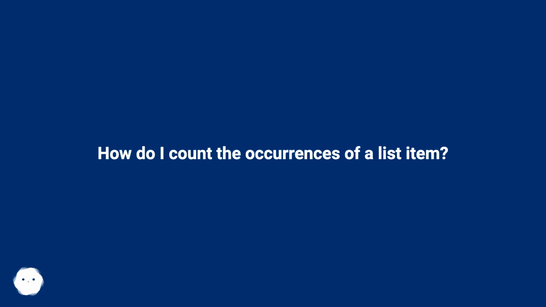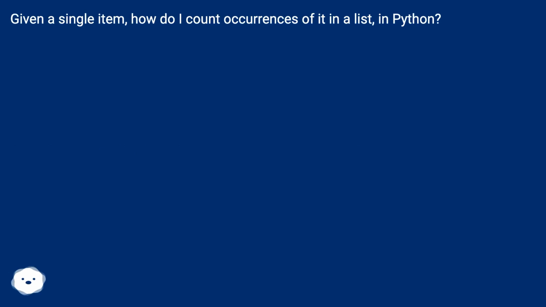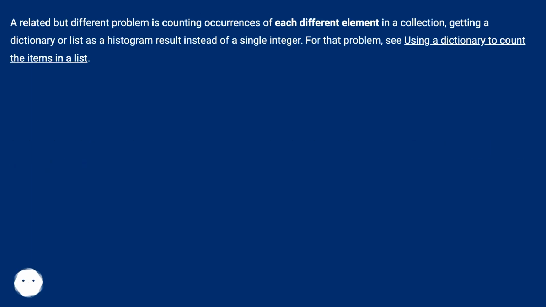How do I count the occurrences of a list item? Given a single item, how do I count occurrences of it in a list in Python? A related but different problem is counting occurrences of each different element in a collection, getting a dictionary or list as a histogram result instead of a single integer. For that problem, see using a dictionary to count the items in a list.